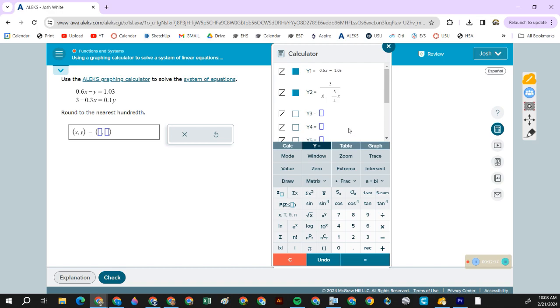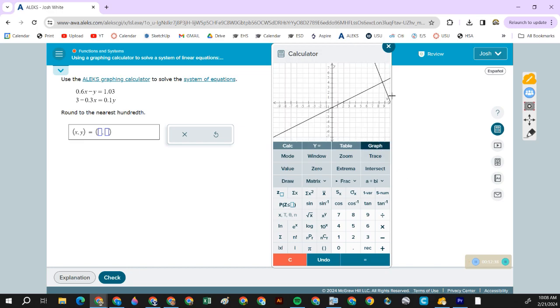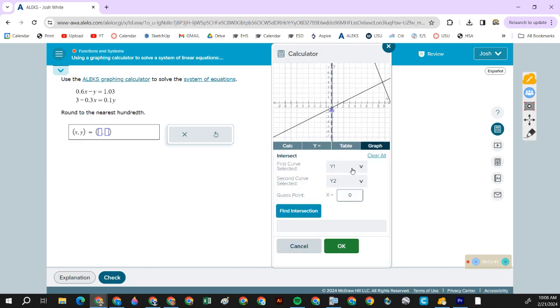That does not look right. 0.1. So 3 divided by 0.1 minus 0.3x divided by 0.1. And then we graph, and then we find the intersection of y1 and y2. My guess point is going to be right here. Find the intersection and round those. That's it. Get to work.